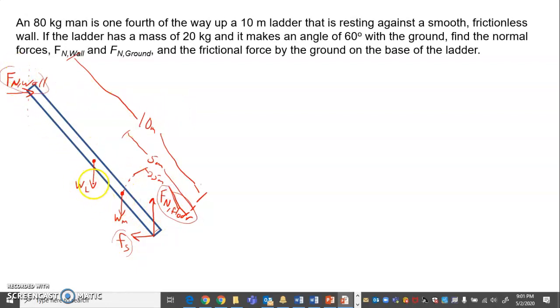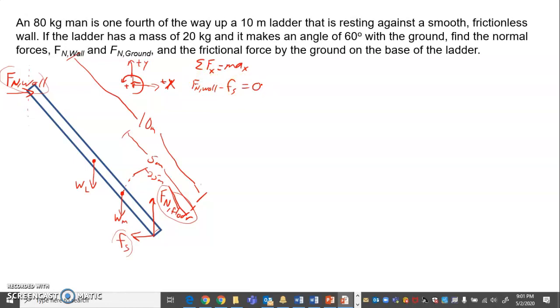Okay, so we were given the mass of the ladder and the mass of the man, so we can easily find those weights, and then we need to find everything else. So we have 3 unknowns, so we know right away we're going to have 3 equations. We're going to say up is the positive y direction, to the right is the positive x direction, and counterclockwise is my positive direction for torque. So we can sum forces in the x direction. Everything's in equilibrium, so we know that the acceleration is going to be 0 in all of these.